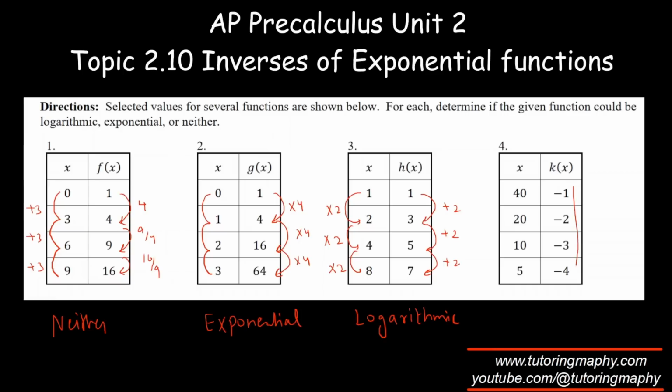Okay. Likewise, here I can see that y is increasing or decreasing with the same value, in this case -1. And here also x is changing with the same proportion because it's getting halved, right? 40 over 2 is 20, 20 over 2 is 10, 10 over 2 is 5. So this is also a logarithmic function.